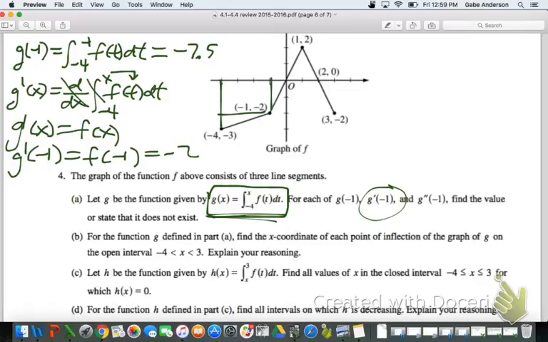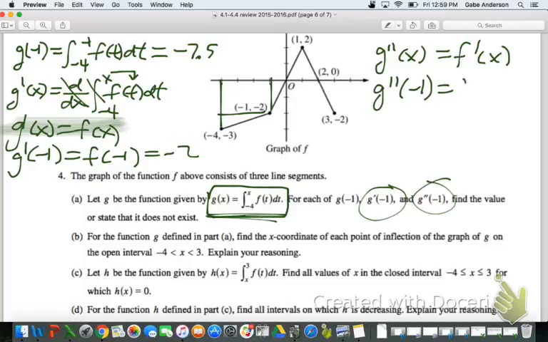And then the final one, g double prime. If you're going to find g double prime of -1, don't you have to find g double prime of x first? So what I would do is start off here. I know what g prime is, so to find g double prime, don't we just have to differentiate one more time? So what's g double prime equal to? Yep, so g double prime of x equals f prime of x. So g double prime of -1 equals f prime of -1. And what would you say that equals?